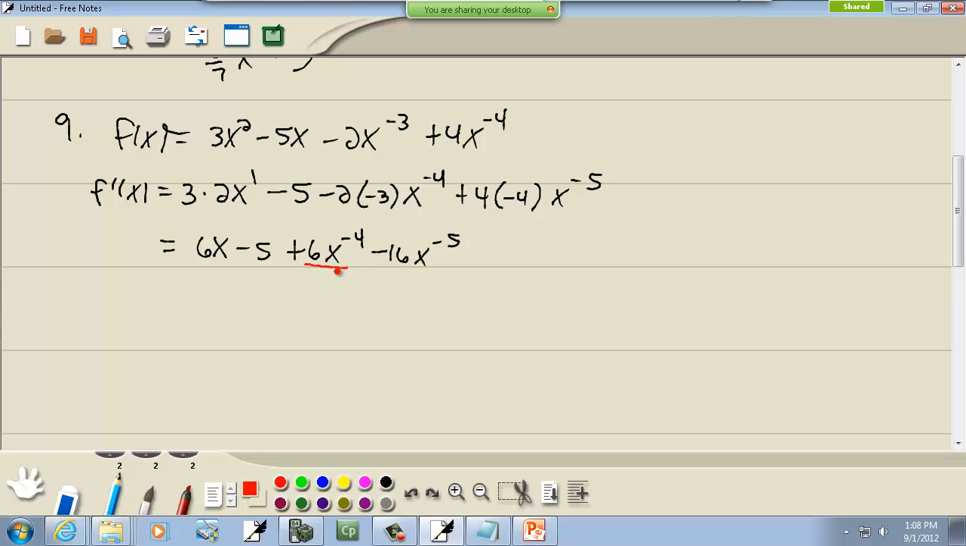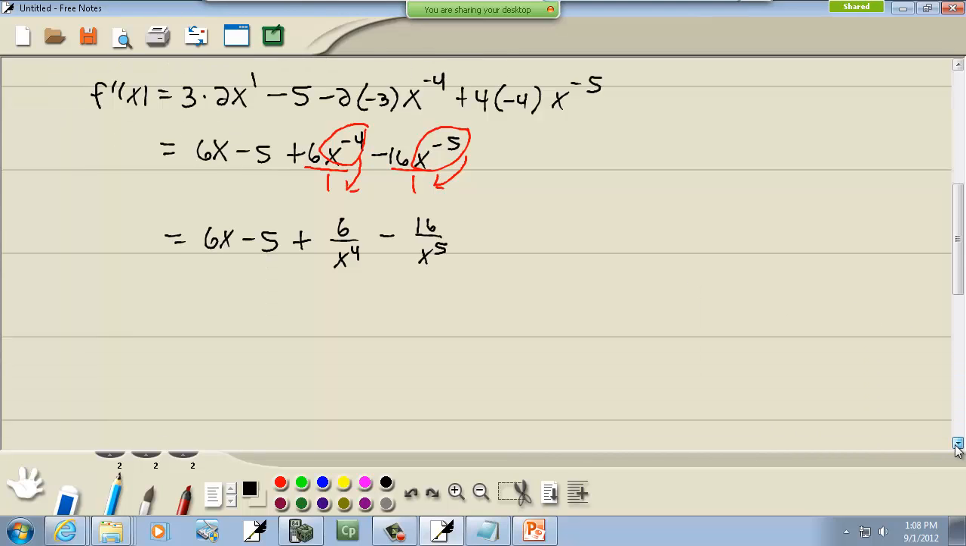Now, I don't want those negative exponents, so I can always create a fraction by putting it over 1. And again, I'm going to take the x to the negative power opposite of where it's at. So the x to the negative 4 I'll move downstairs, and the x to the negative 5 I'll move downstairs. Put both of them in the denominator. So we got 6x minus 5 plus 6 over x to the 4th minus 16 over x to the 5th.